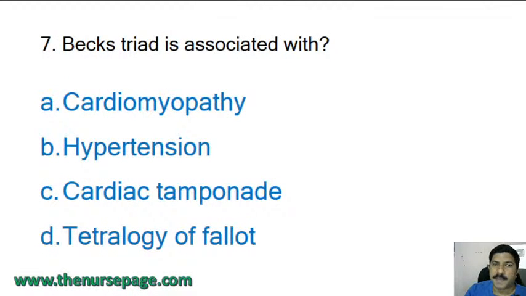Next question. Beck's triad is associated with. We already made a separate video regarding Beck's triad. So the question: Beck's triad is associated with cardiomyopathy, hypertension, cardiac tamponade, or tetralogy of Fallot. It is explained in detail in our separate video. You can check it there. Please try to give your answers.